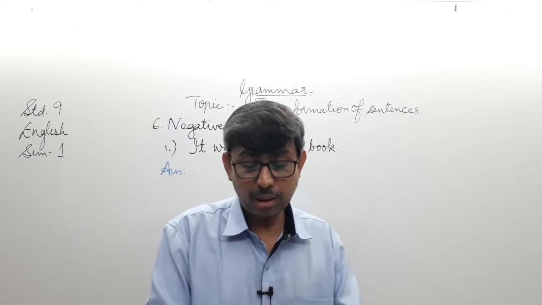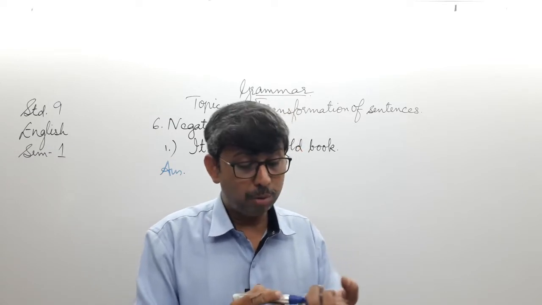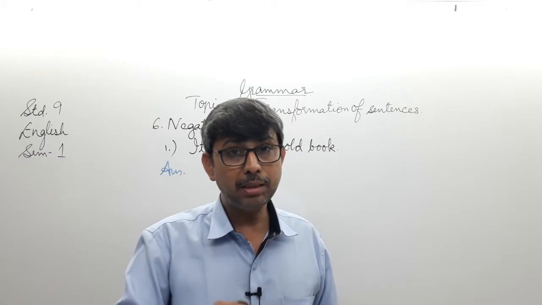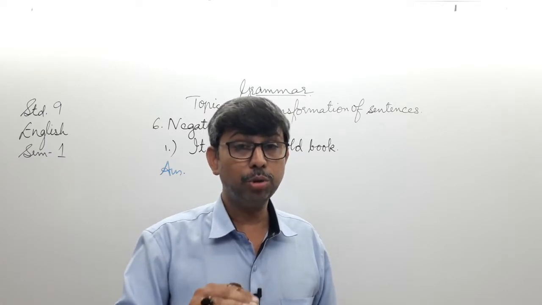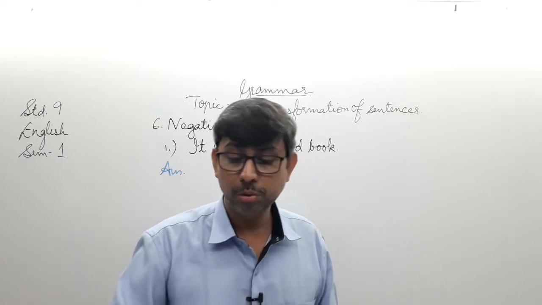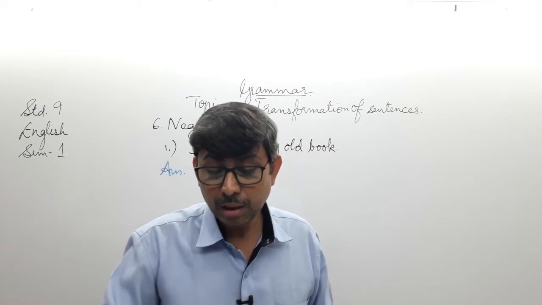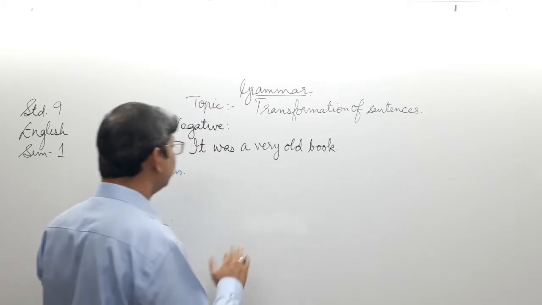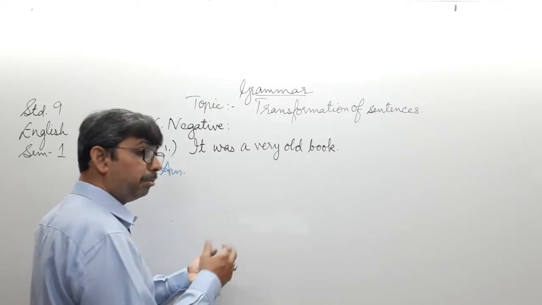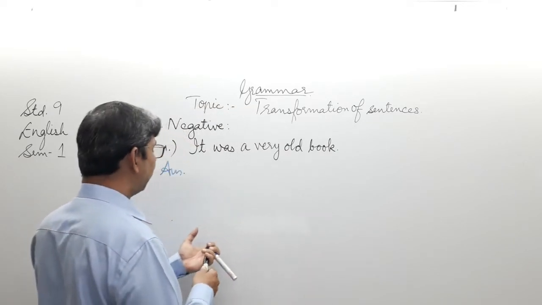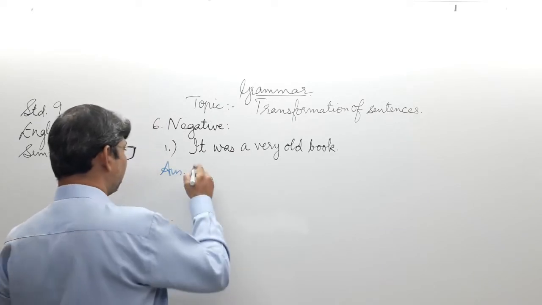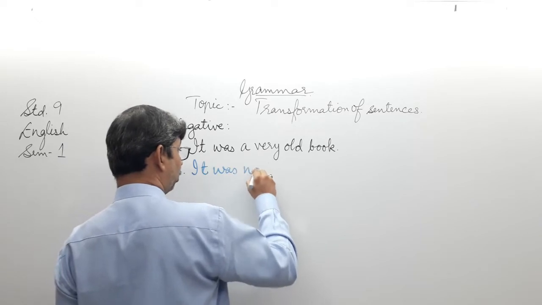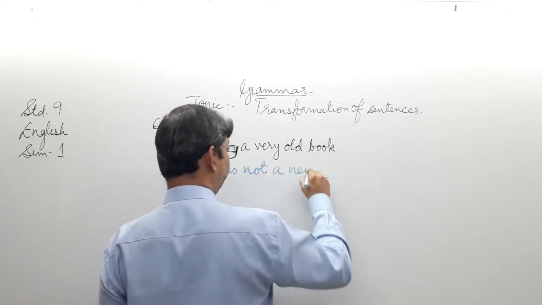So what are we saying over here? It was a very old book. We are saying yes, it was a very old book. Now we are going to maintain the same meaning, but we are going to use negative words in order to write the negative sentence. Therefore, we will be writing it in this manner. It was not a new book. So you see, the meaning does not change and the negative sentence is also done. It was not a new book.